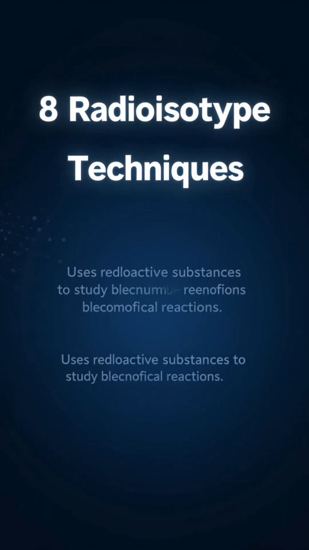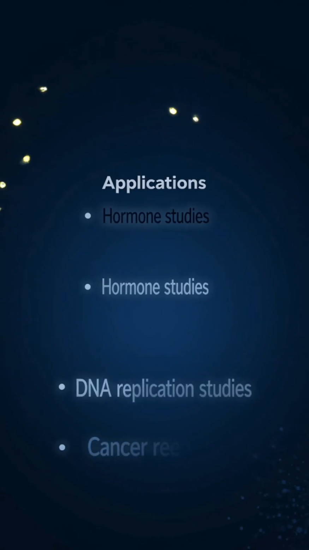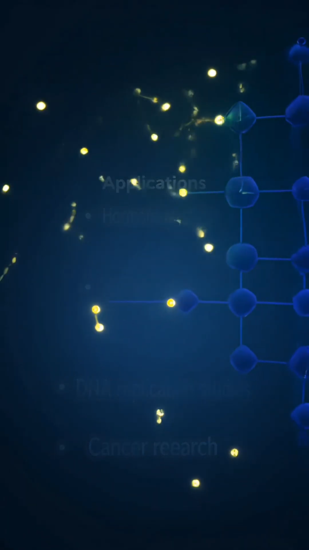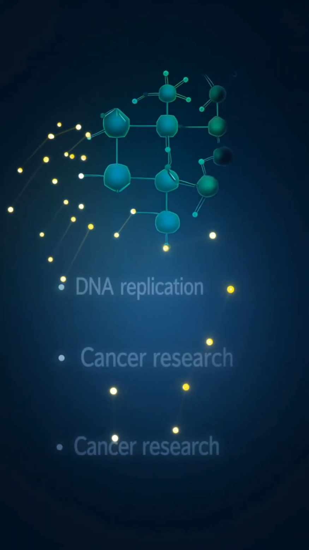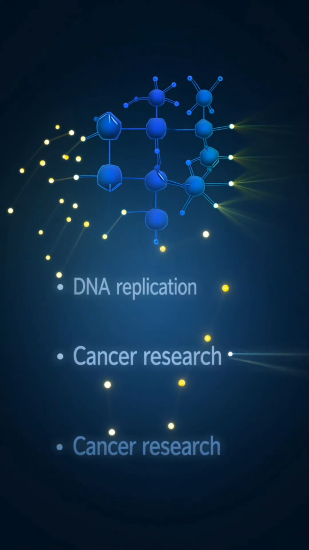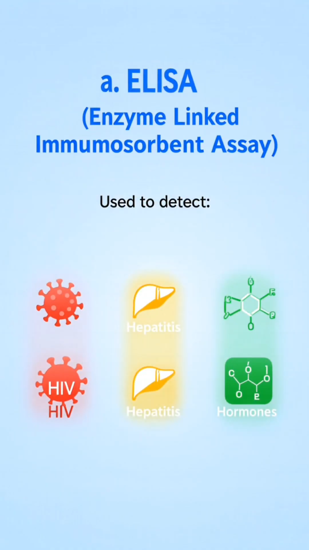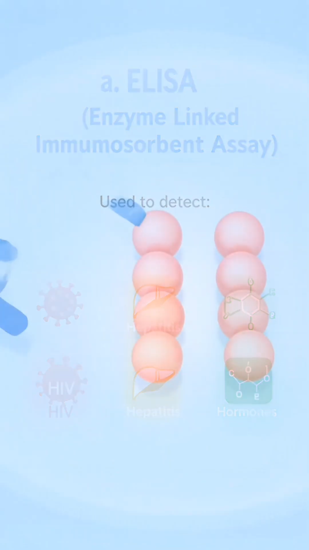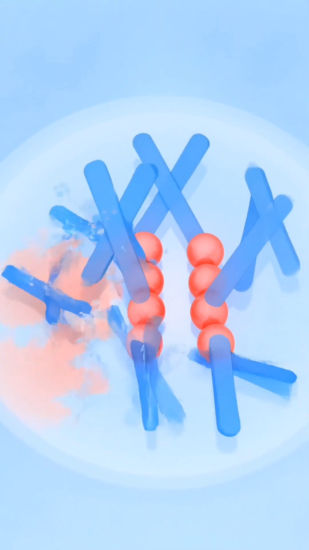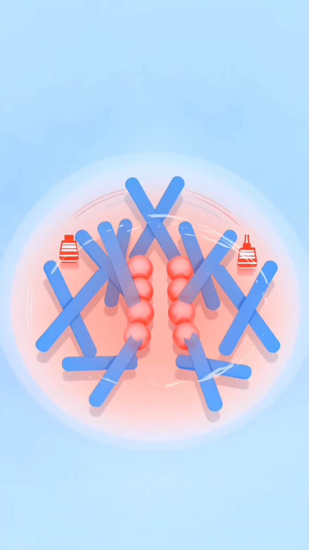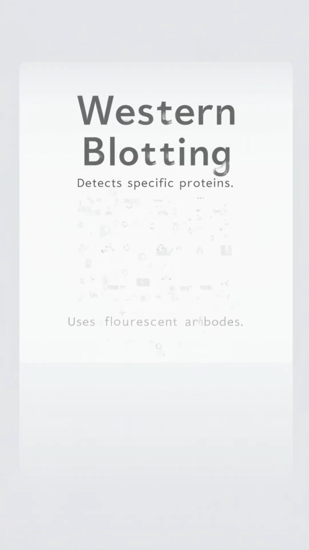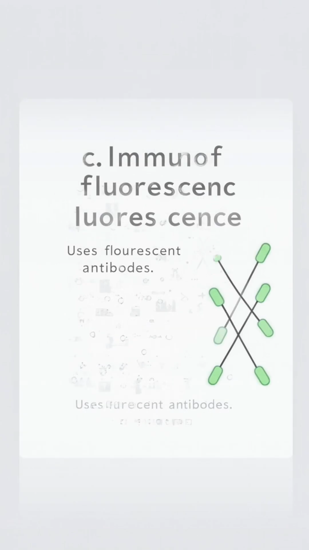Number 8 is radioisotope techniques. Uses radioactive substances to study biochemical reactions. Applications include hormone studies, DNA replication studies, and cancer research. Number 9 is immunological methods. These techniques use antigen-antibody reactions, such as the enzyme-linked immunosorbent assay. It's used to detect conditions like HIV, hepatitis, and hormone levels. This reaction provides accurate results. Then we have Western blotting, which detects specific proteins. C. Immunofluorescence, which uses fluorescent antibodies.